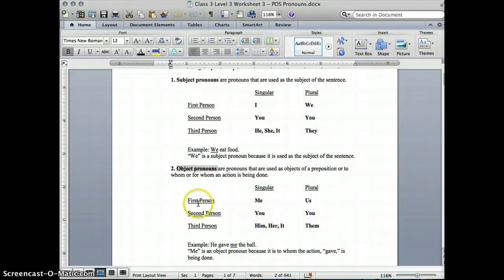For example, when you look at the first person singular pronoun for an object, you see that it's me, not I, as you saw up here. The reason is that I is only used in the subject, and me is only used in the predicate or as an object of a preposition. So let me give you an example.